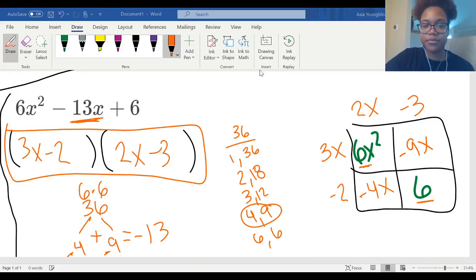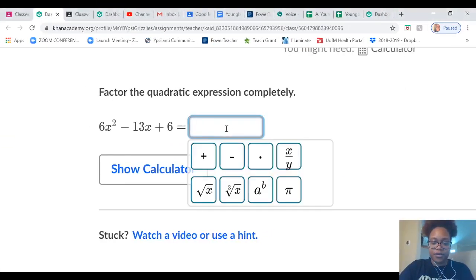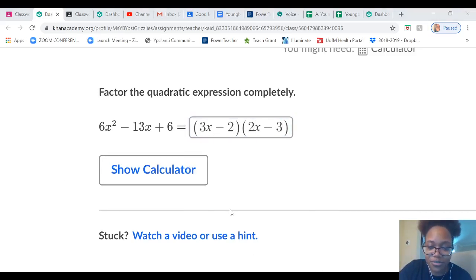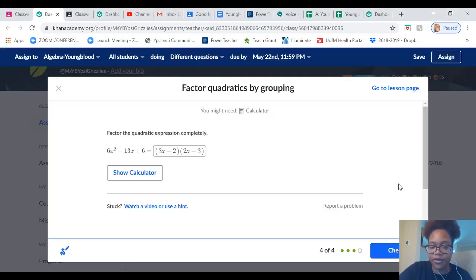We switch back to our browser. 3x minus 2 and 2x minus 3. It's always so hard for me to remember what I wrote. 3x minus 2, 2x minus 3. Okay. So that should be our final answer.